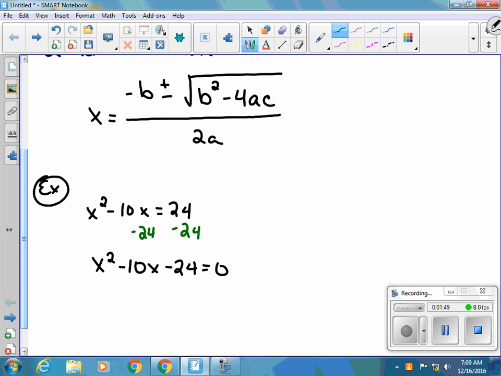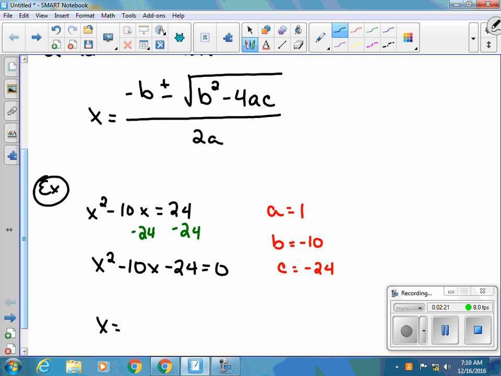So now that I'm in proper standard form, I can use my quadratic formula in order to determine my roots or my solutions. So my a value equals 1, my b value equals negative 10, and my c value equals negative 24. Notice the signs in front of it carry over with the b and the c. So because it was a minus 10, it's going to be a negative 10 for our b value. So now all we need to do is plug this right into our quadratic formula.